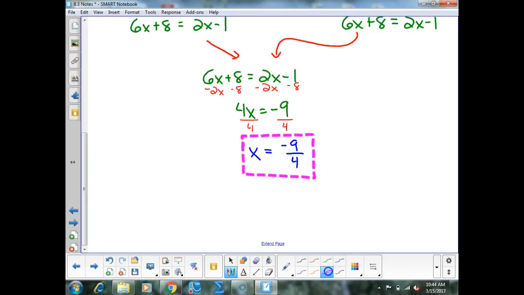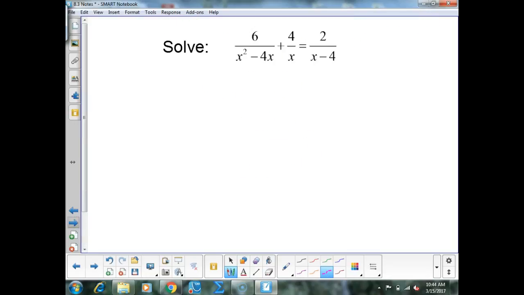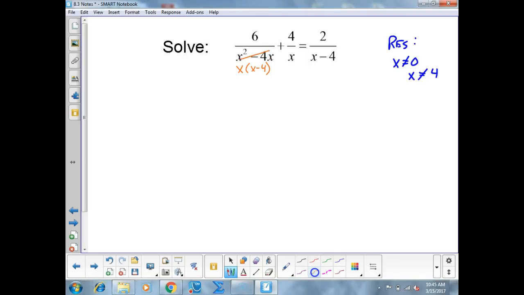Okay? Want to try one on your own? Sounds like a great plan. Okay? I'll even help you along. I'll factor that one, and I'll give you what the restrictions are. X cannot equal 0. X cannot equal 4. Okay? Solve that bad boy.